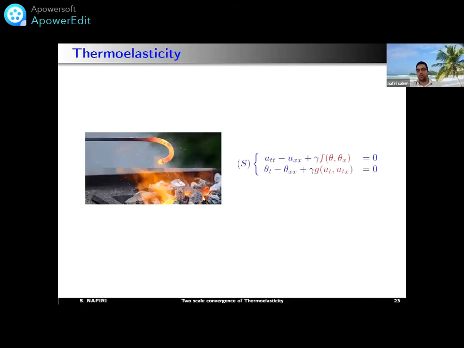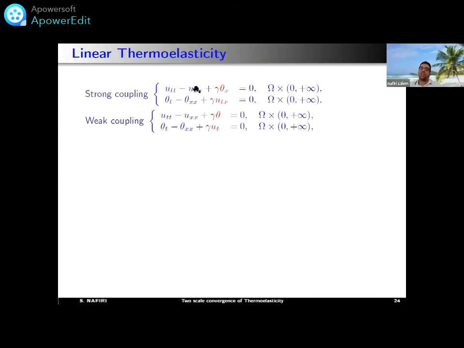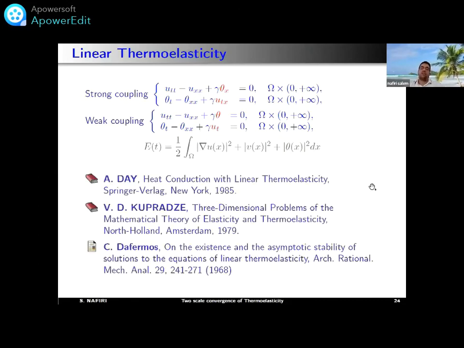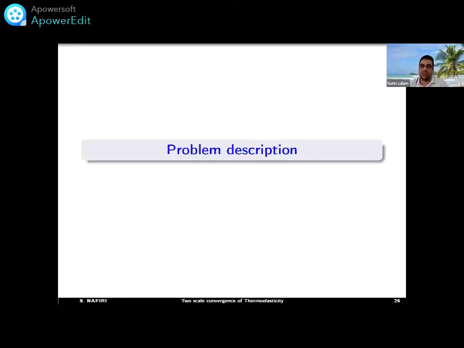So here I couple the equations. Strong coupling is just the system, as Iman said before, and weak coupling is the other one. The energy associated to the coupled system is given like this. There are several works in this direction. For example, for strong coupling, the energy decays exponentially to equilibrium, and for weak coupling, the energy changes its behavior totally: it decays polynomially to equilibrium. This is just a remark.